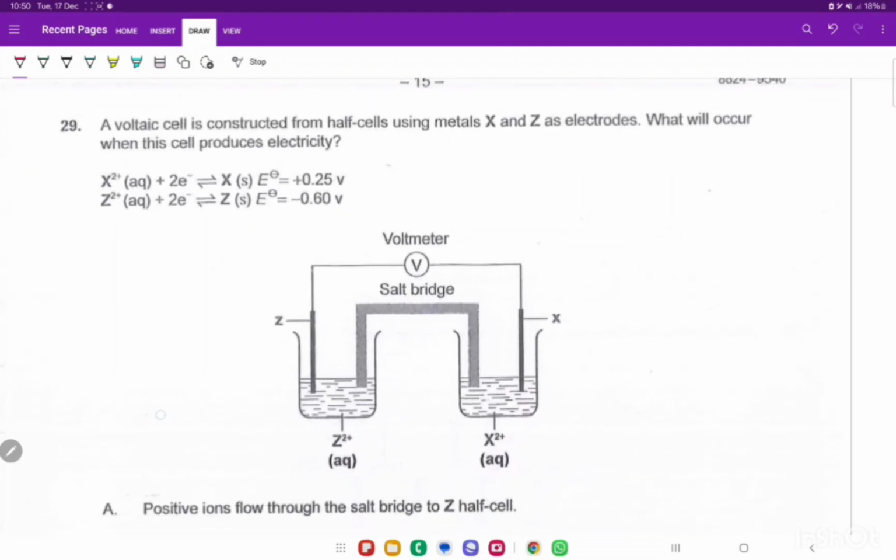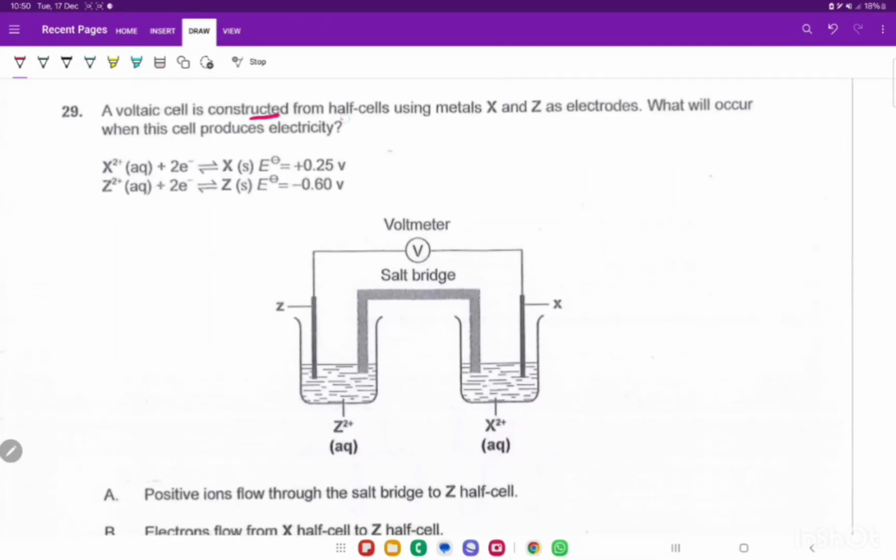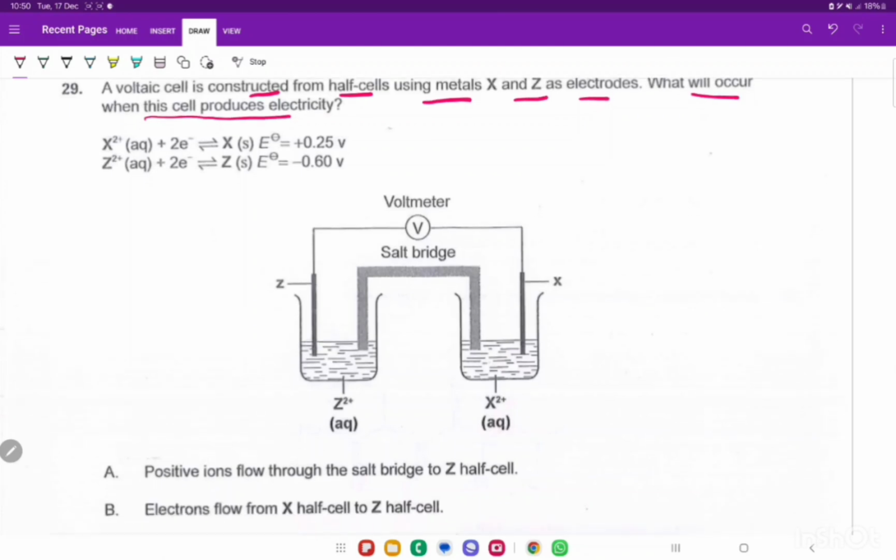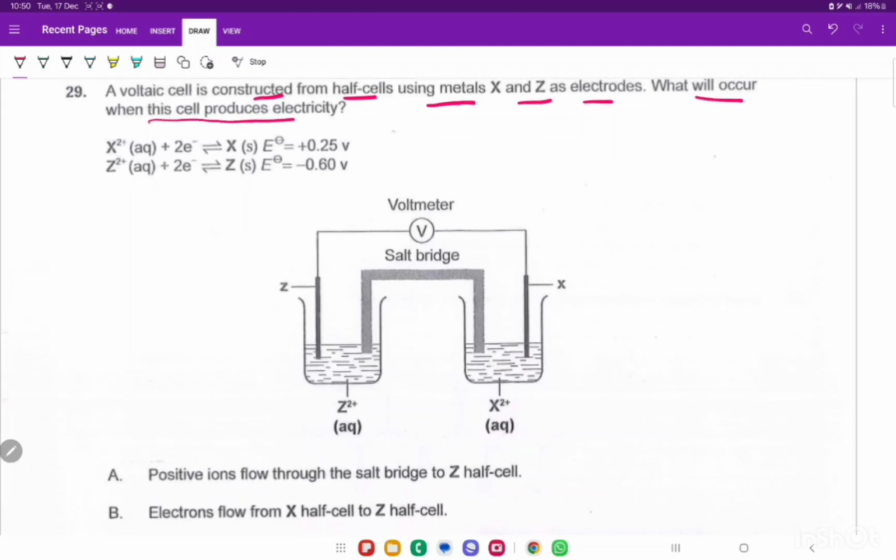Question 29. A voltaic cell is constructed from half cells using metals X and Z as electrodes. What will occur when this cell produces electricity? When the cell is producing electricity, it means the two electrodes are connected and the reaction is starting. When I see this equation, these are the reduction potentials given. X has a positive reduction potential and Z has a negative reduction potential.